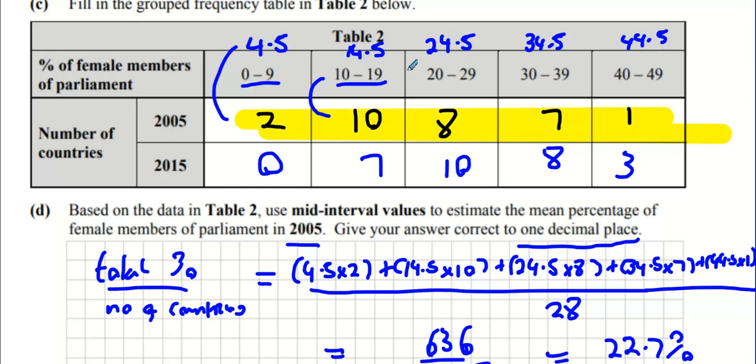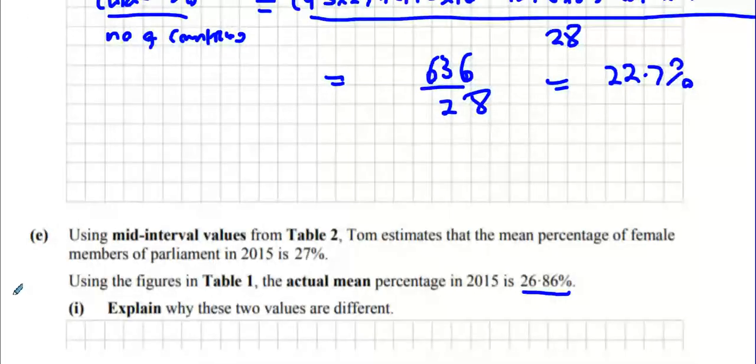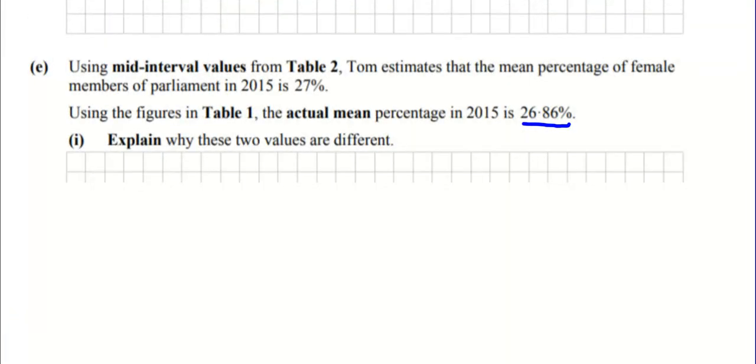So basically, mid-interval values are just an estimate, okay? So I'll type out an answer for this.